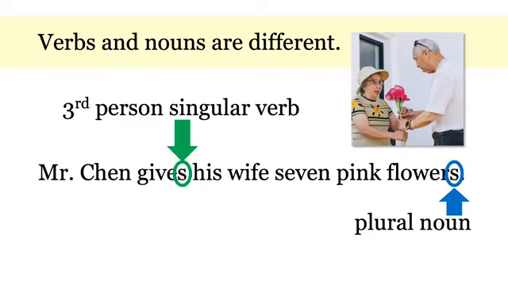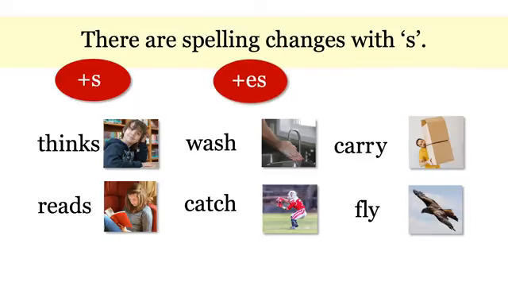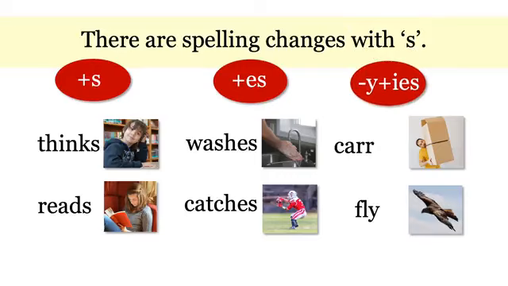Let's look. There are spelling changes with S. For many verbs, we just add S, like thinks and reads. For some verbs, we add ES, like washes and catches. And for other verbs, we drop the Y and add IES, like carries and flies. Let's take a closer look at these rules.